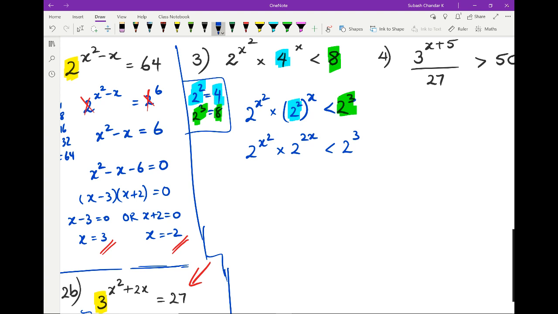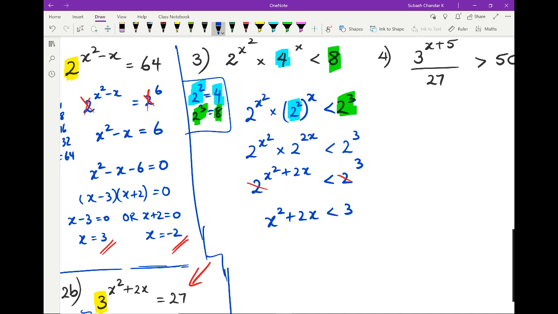So then what we have is combining the 2 powers. When we combine these 2 powers, we add the powers. So it's going to be 2 to the power of x squared plus 2x, and that's less than 2 to the power of 3. At this point, you can see that the 2 bases are the same, so cancel them out. What you have left over is x squared plus 2x is less than 3.